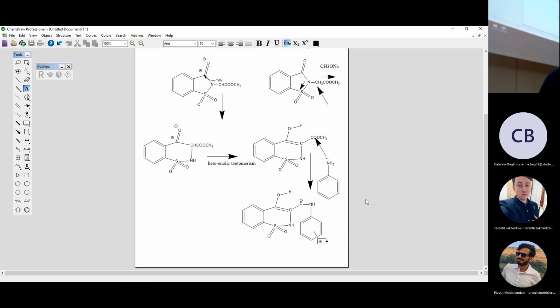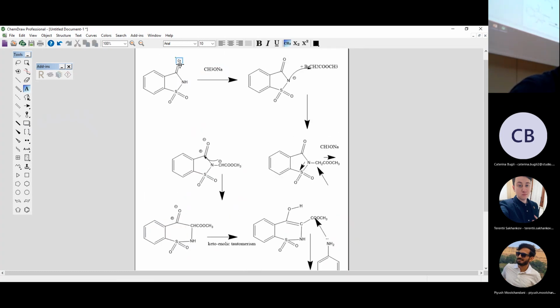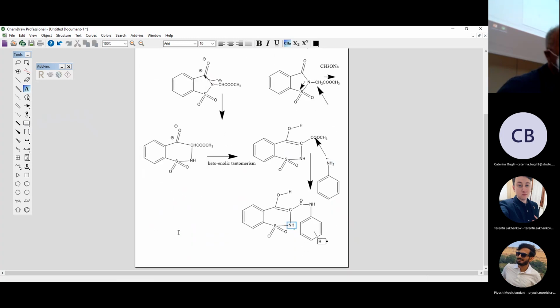So the last step is only related to the formation of the different oxicams. The most important part is the ring expansion, starting from saccharin, 5-member rings, expansion to 6-member ring, ester function, reaction with an amine to give an amide. This is the general synthesis. This represents the general synthesis of oxicams.